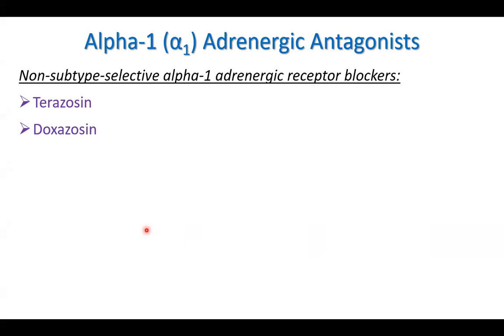So what will they do? Our primary objective here: they will relieve the obstruction and enhance the flow. They will take care of the symptoms of BPH. It's a symptomatic treatment, and it's not doing anything to the pathophysiology of enlargement of the prostate, or the hyperplasia of the prostate. It's just relieving symptoms.